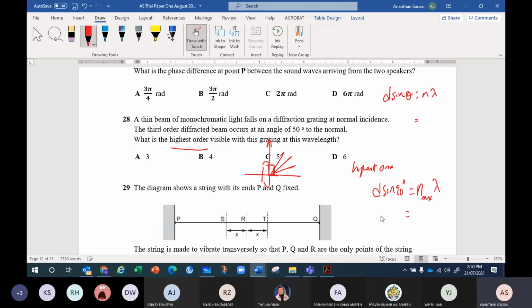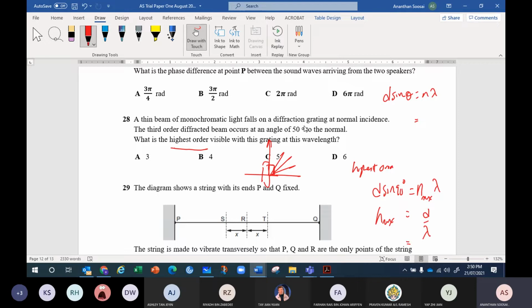So 990. So n max is actually d over lambda. D over lambda will be the n max. Check the d over lambda. Okay, so now, how to find d over lambda? I think we get it from the first set of reading.